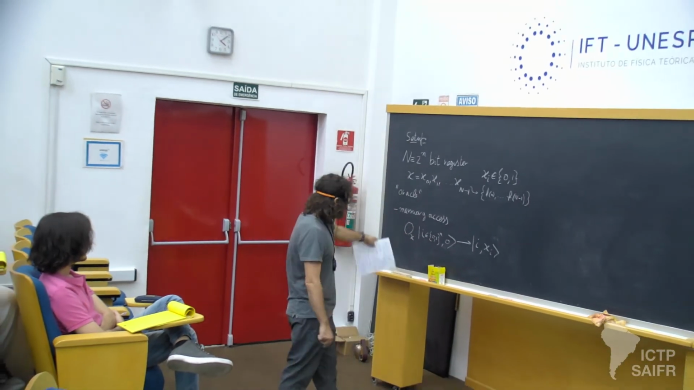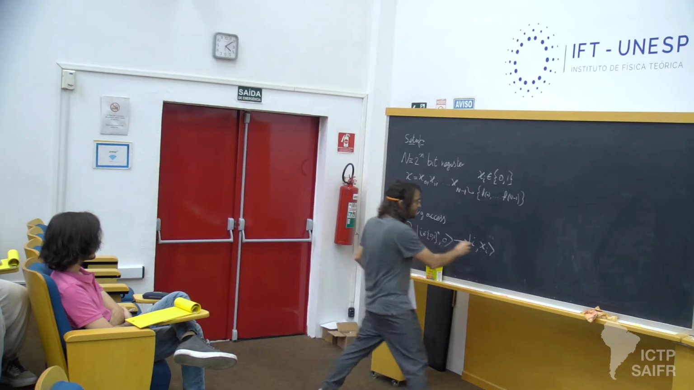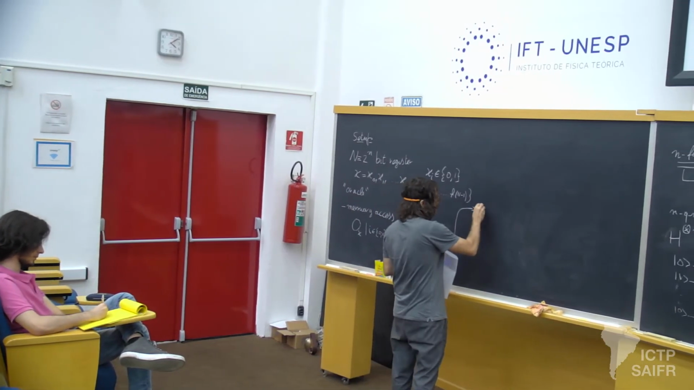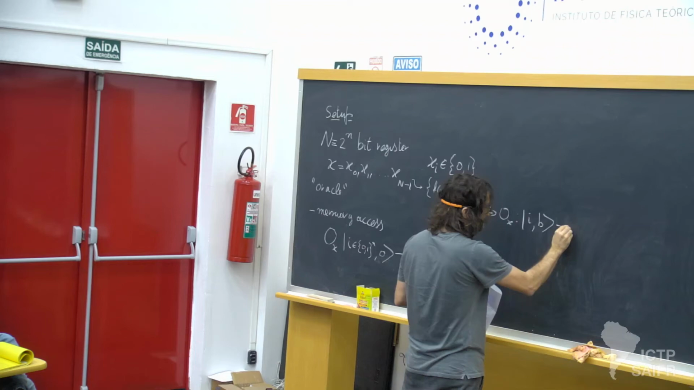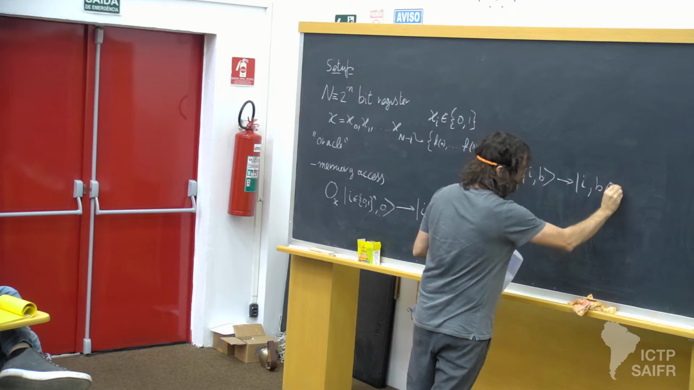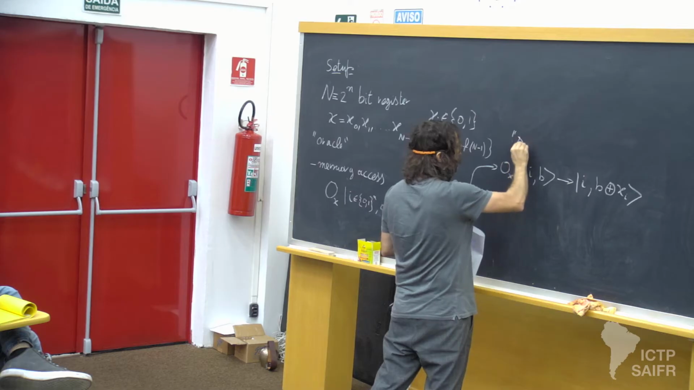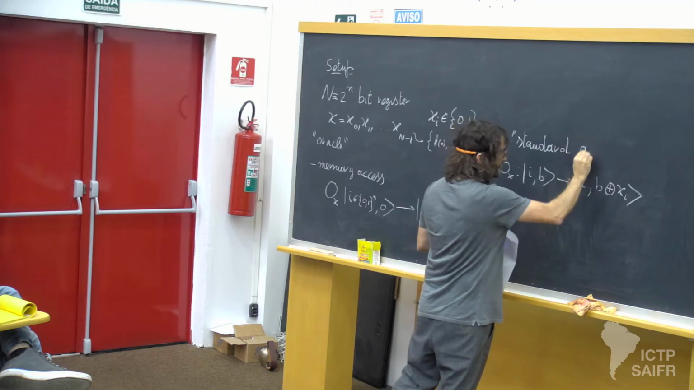Okay? Now, of course, this is not a well-defined operation. Why? I have to say what happens on 1, right? To make it linear, I need to say. So I complete this declaration by saying that OX over I B spits out I B plus xi. And this is what people call the so-called standard query.